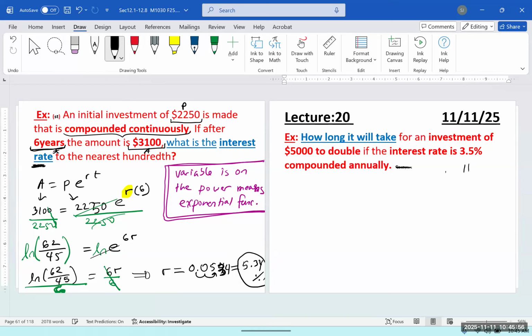So you think it's 11 years? Okay, let's see. Any other guesses? How long will it take for $5,000 to turn into $10,000 with a 3.5% interest rate?